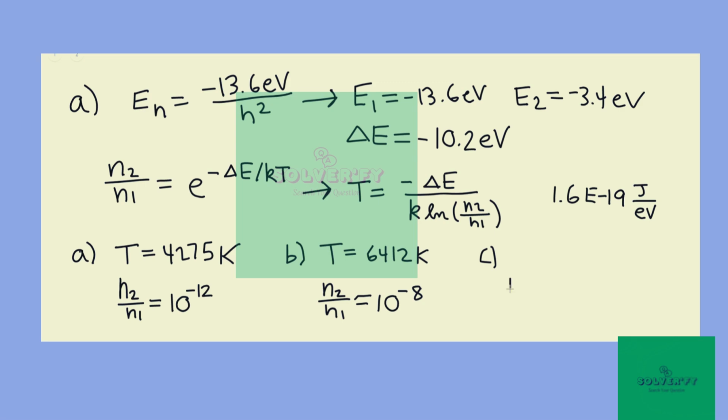And finally, when we increase it yet again by 4 orders of magnitude, we get a temperature of 12,824 Kelvin.